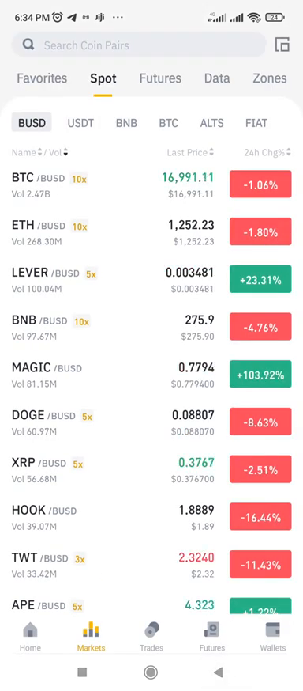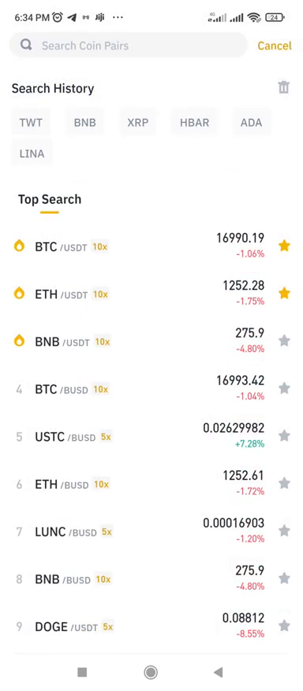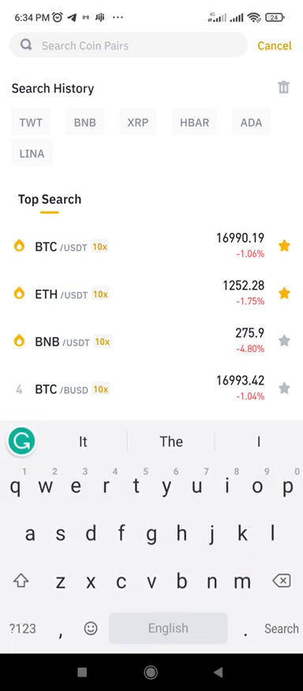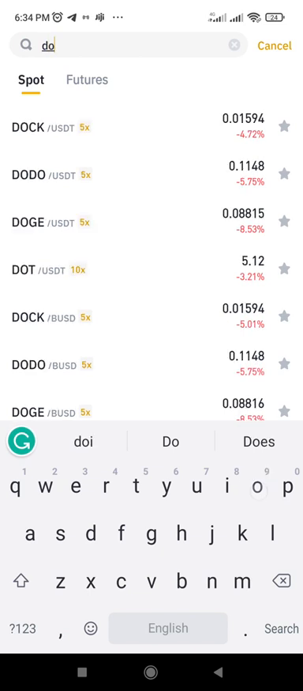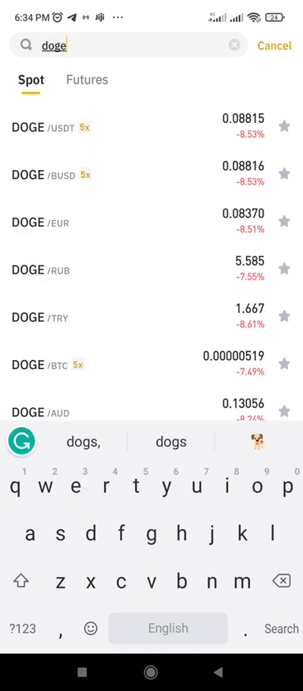We choose the trading pair that we want to use. It can be BUSD, BNB, USDT, and other options, but I'm going to be using BUSD. So let's search for the coin, and let's say the coin is Doge in our case right now. I'm going to come to the search bar here, click on it, then type in the coin I want to trade, which is Doge. When you search for Doge, it's going to bring out a lot of trading pairs.